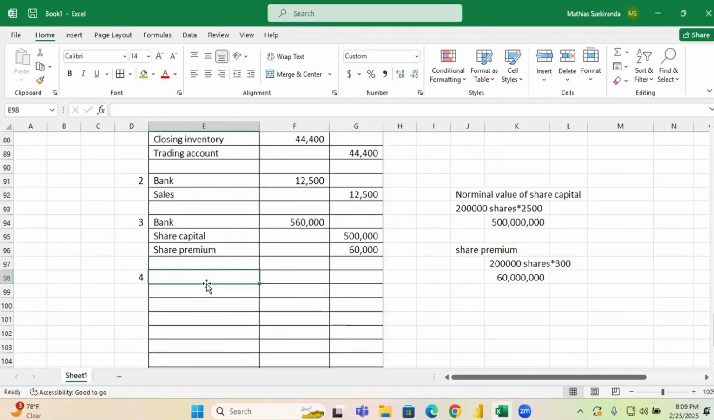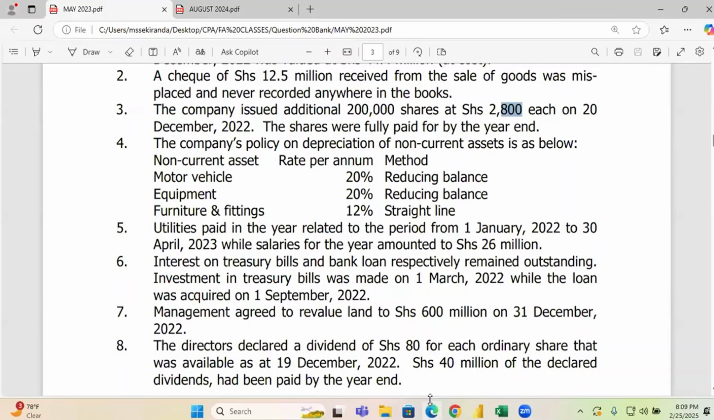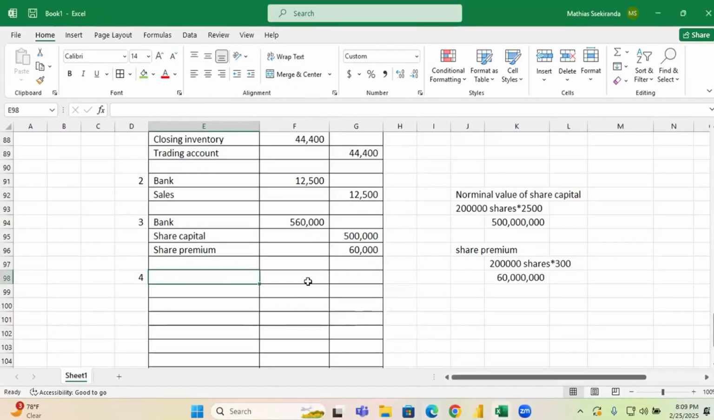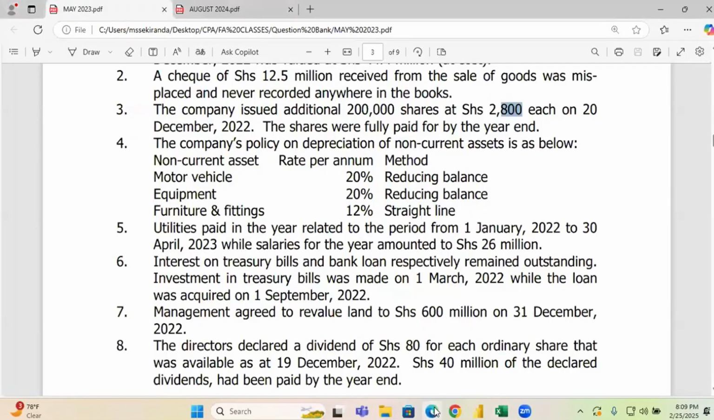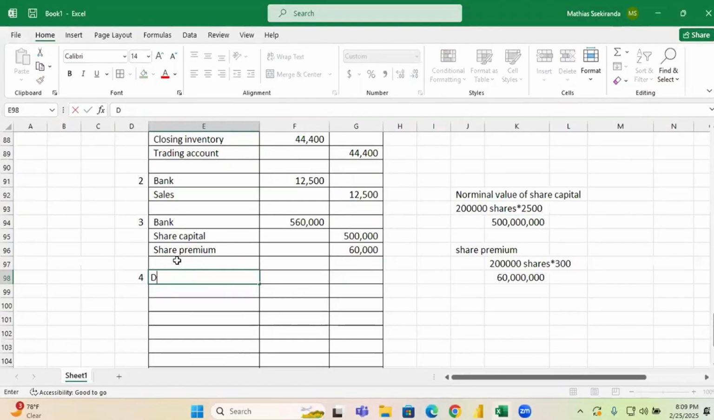After that, we go to note number 4. Note number 4, the company depreciates assets as follows. Here, they just want you to compute depreciation. And we begin with, it gave us motor vehicle, equipment and furniture. So we shall debit depreciation, motor vehicle, and credit accumulated depreciation. This is the double entry for depreciation.